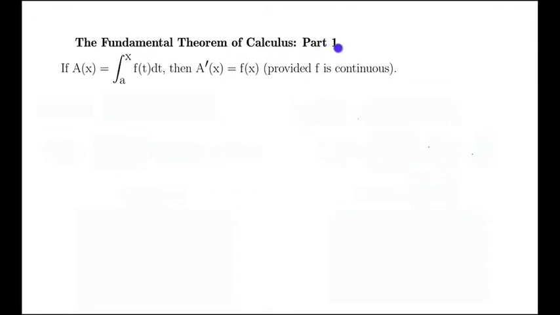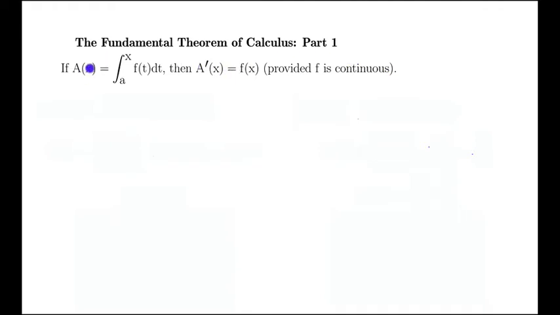Fundamental Theorem of Calculus, Part 1. This is the part that says if we start with a function f and we integrate to get the accumulation function, then the derivative of that accumulation function is the function f that we started with. This is provided that f is continuous.